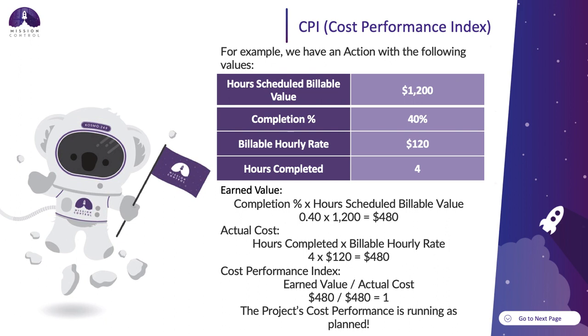So for the earned value, we're taking the completion percentage times the hours scheduled billable value. That gives me $480. And then our actual cost, our hours completed times the billable hourly rate, is $480 as well. So our cost performance index for this project is 1. And that means that this project's cost performance is running as planned.